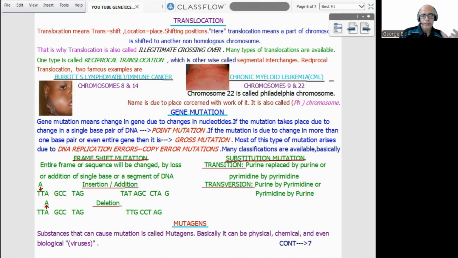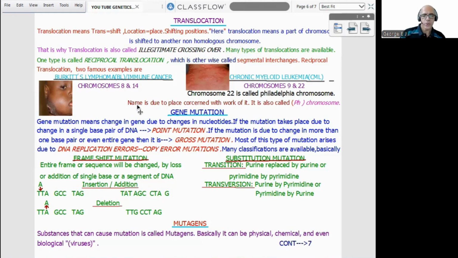Translocation. So location means place, trans means shift. So translocation means shifting the place, just like transfer. Shifting position. And here, translocation means a part of a chromosome is shifted to another non-homologous chromosome. That is why translocation is also called, an important word, illegitimate crossing over. Illegitimate. Many types of translocations are available.